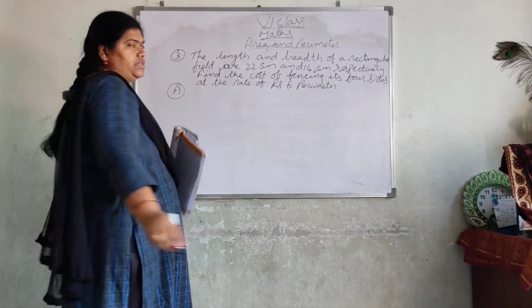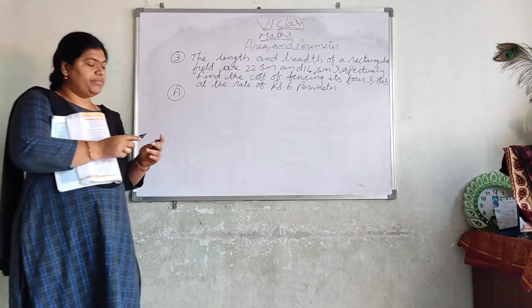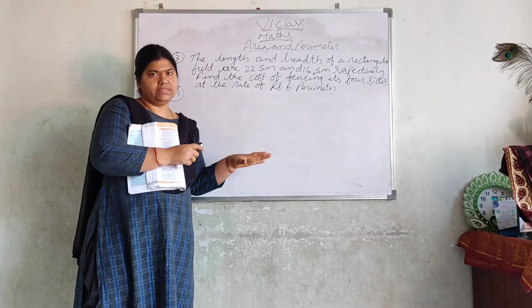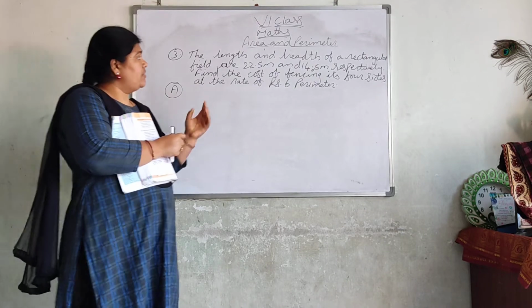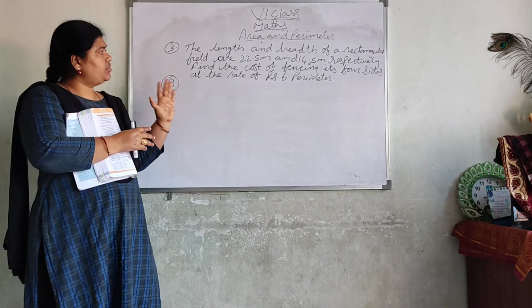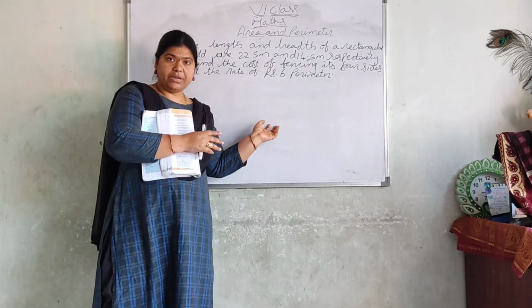So coming to this point, see here, the length and breadth of a rectangular field are given. Length is given, breadth is given. What we have to find? We have to find its perimeter. The length and breadth of a rectangular field is given. We have to find the perimeter.